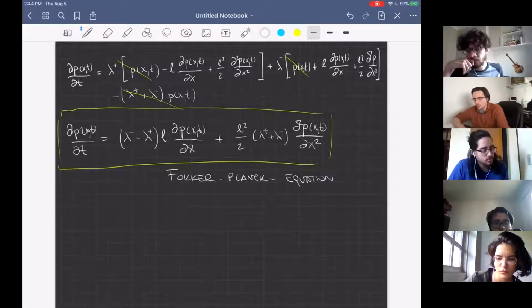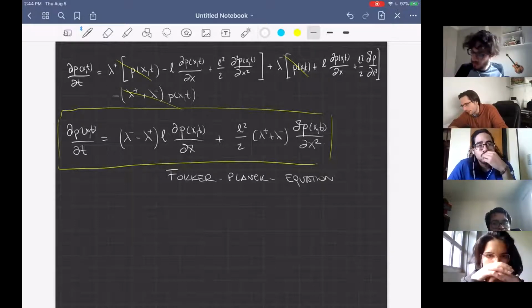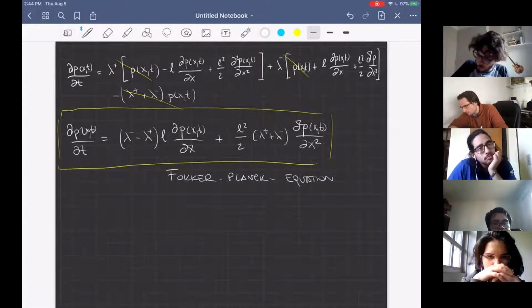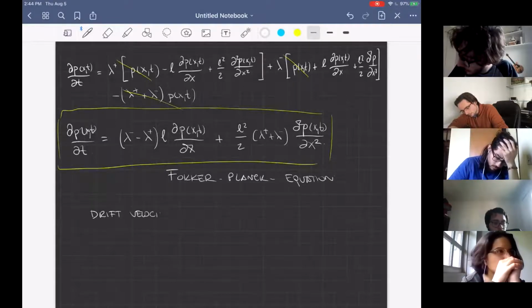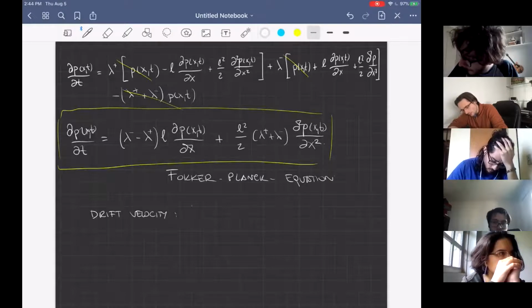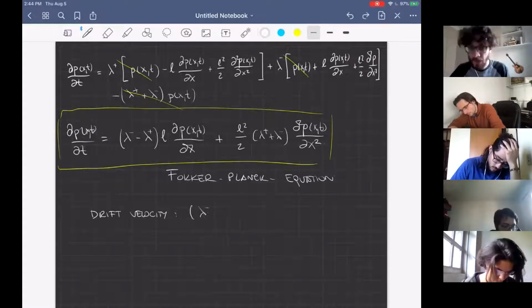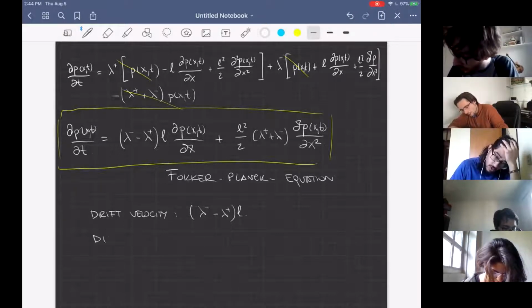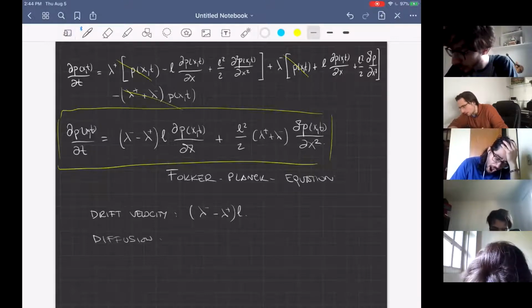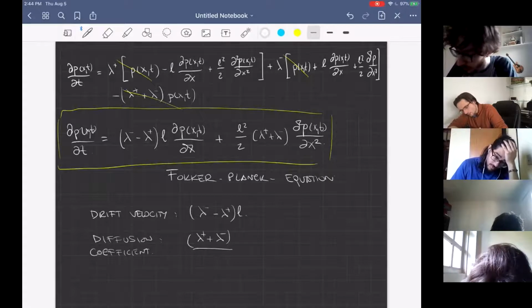So for this equation of movement of the probability of finding my particle at a given location x, now I can define a drift velocity that will be lambda minus lambda plus L. And I can also define a diffusion coefficient that is going to be this lambda plus lambda minus over 2.